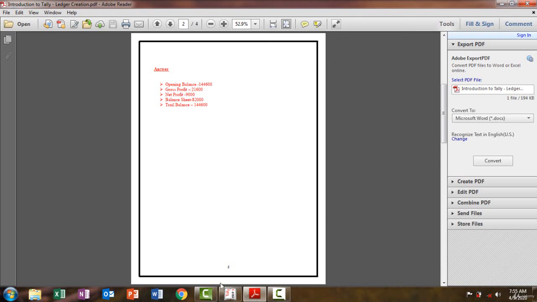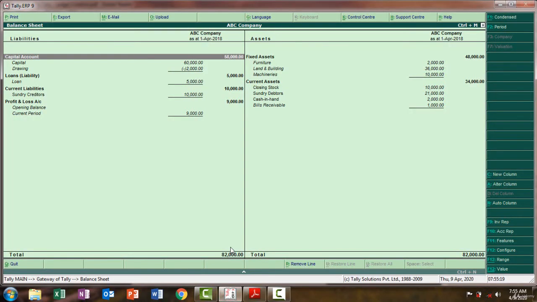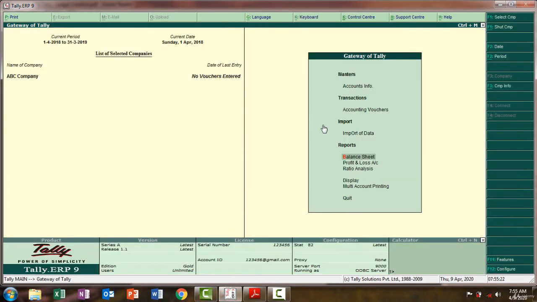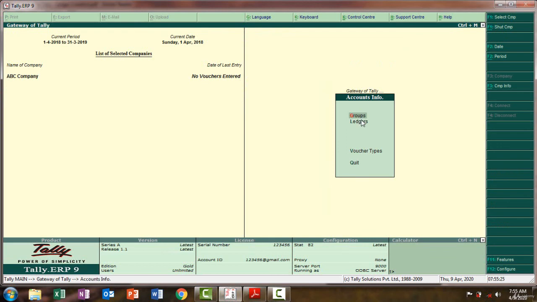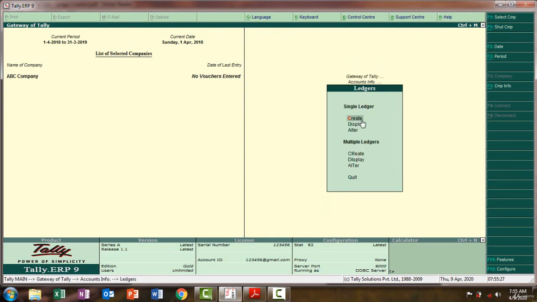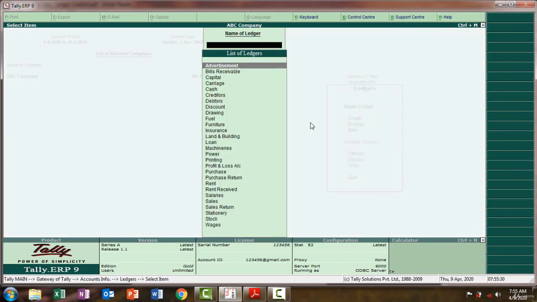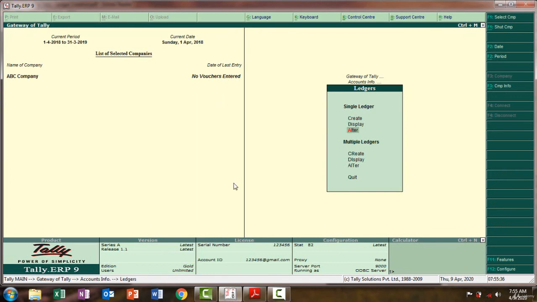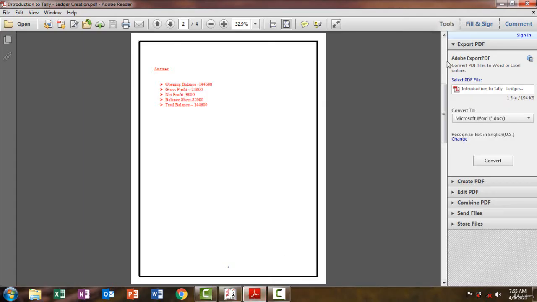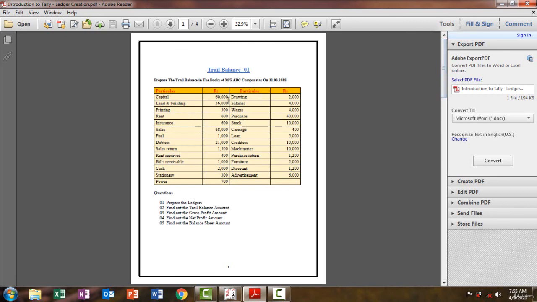Sometimes if you want to edit anything in the amount, what do you have to do? First go to the account info and ledger. If you want to edit anything in the ledgers, we can edit. For example, the capital is 60,000 but I need to put 70,000. The correct one is 70,000. How can we edit? Okay, we can edit.